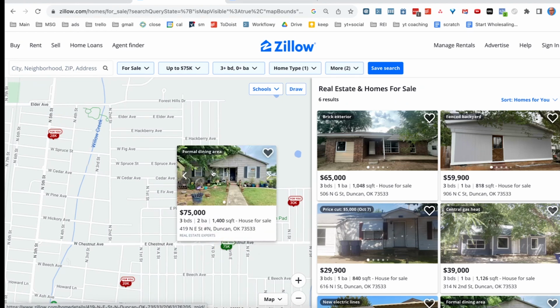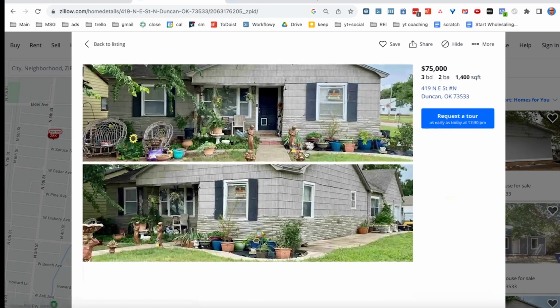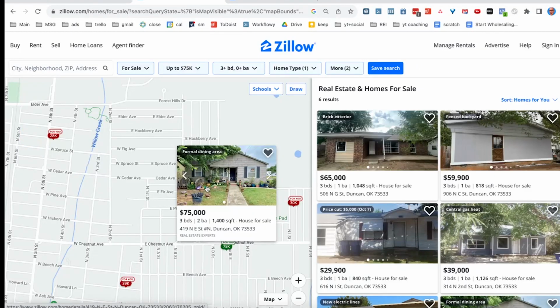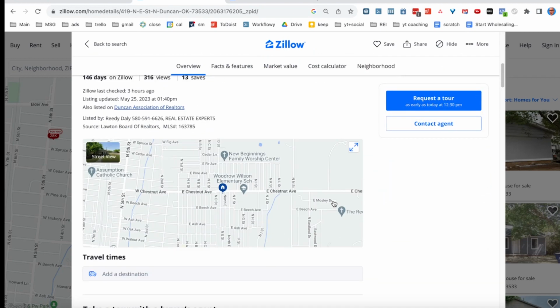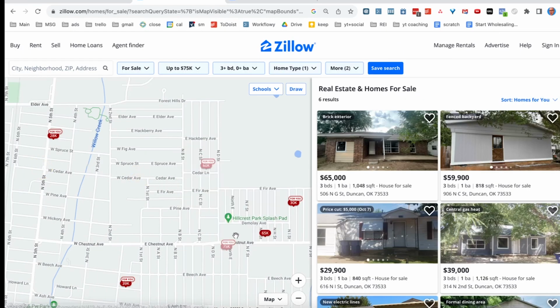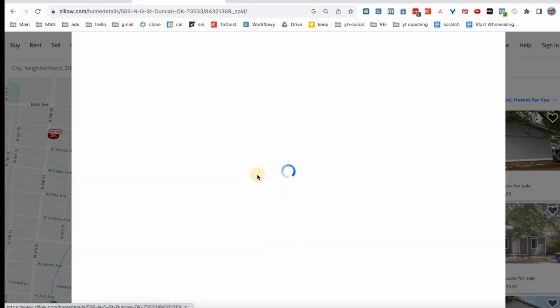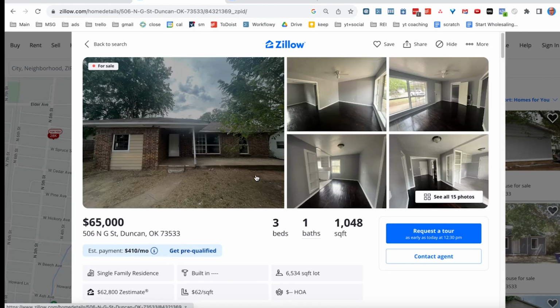This is a 3-bedroom, 2-bath, 1,400 square feet. Let's see what the situation is. And normally what I'll do is I'll read this here and see if there's anything here that would give me other information. At a glance, it didn't. This is a 3-1, 1,048 square feet.